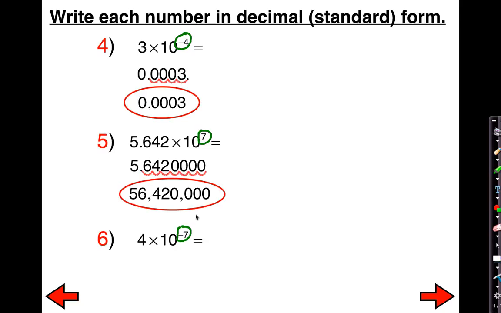And for number 6, since it's a negative exponent, hopefully you recognize your number is going to get smaller. But first you have to recognize where that decimal point is. It should have been after the 4. So moving 7 over to the left, this would be your answer.